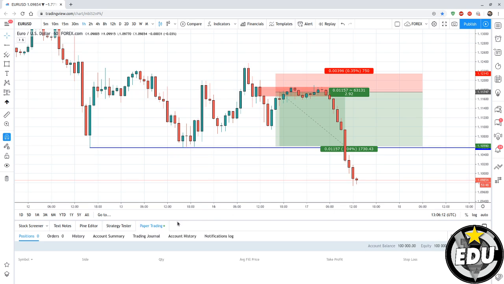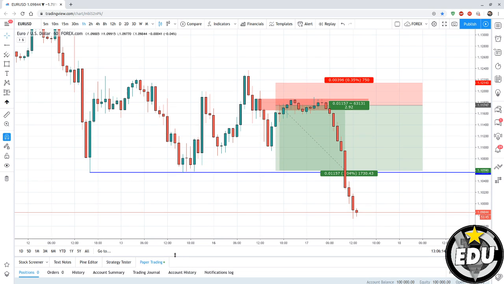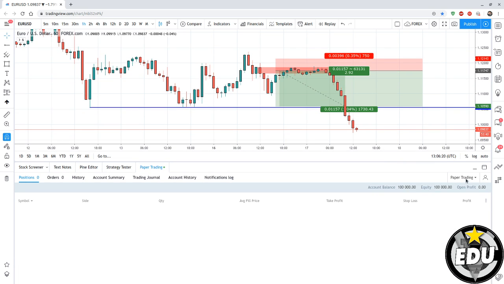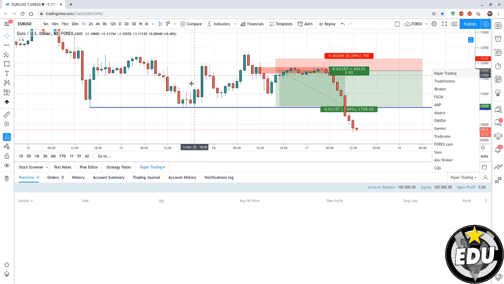You go here at the bottom of TradingView. There is paper trading, or you will see forex.com. Me, I use forex.com, which is connected with TradingView. I can click forex.com and I will have my forex account that is connected with my TradingView. Or you might have FXCM, AMP, Oanda, Gemini, and so on. But for now, we'll use paper trading.